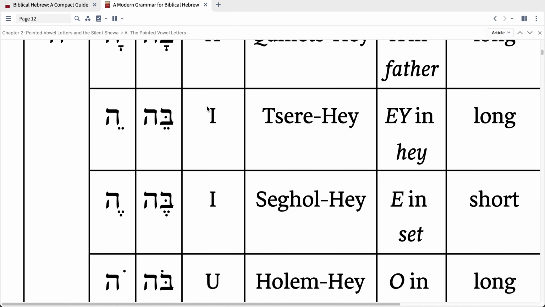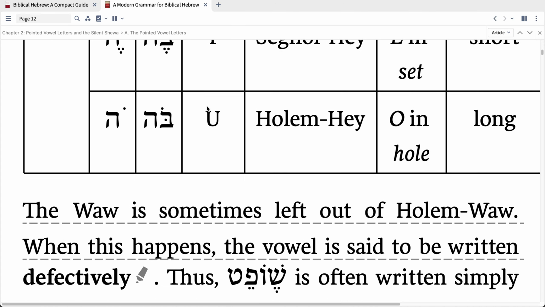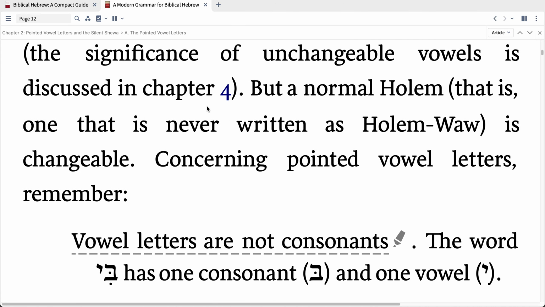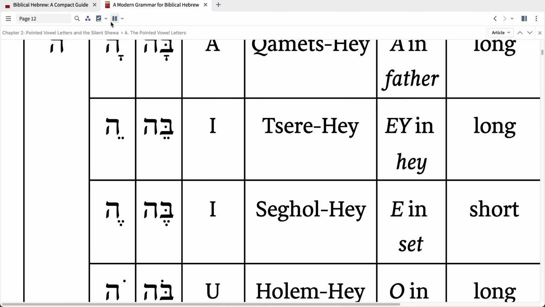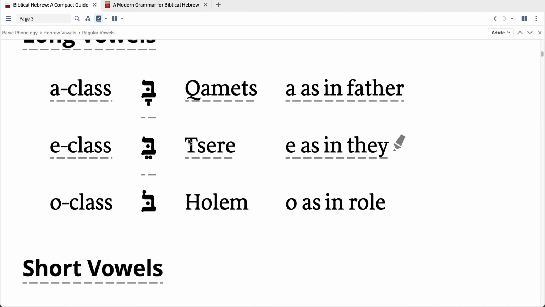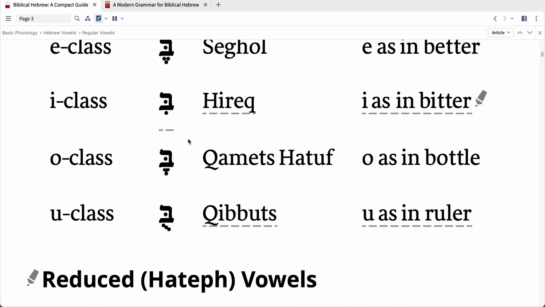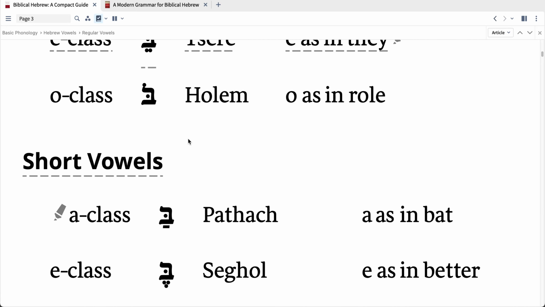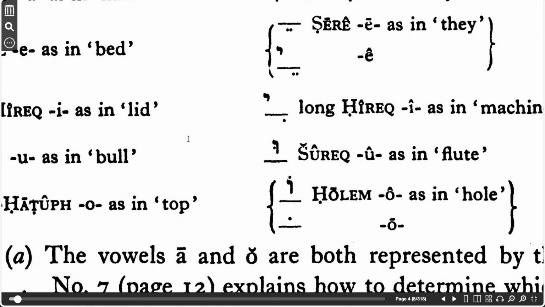See if I can find one here. Not in this chart. Sometimes they'll be in one chart and not in another chart. Yeah, not in these charts. So, but you will find it, Shurek.